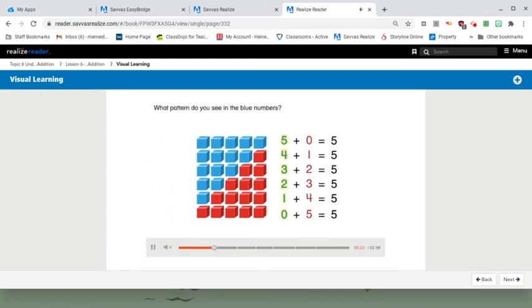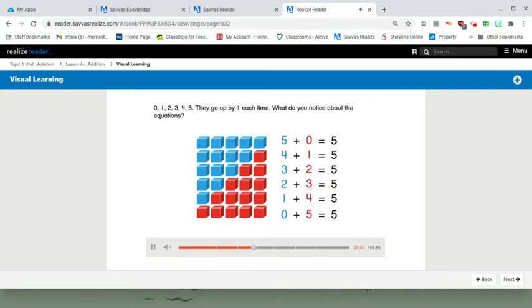What pattern do you see in the blue numbers? 5, 4, 3, 2, 1, 0. They go down by 1 each time. What pattern do you see in the red numbers? 0, 1, 2, 3, 4, 5. They go up by 1 each time.